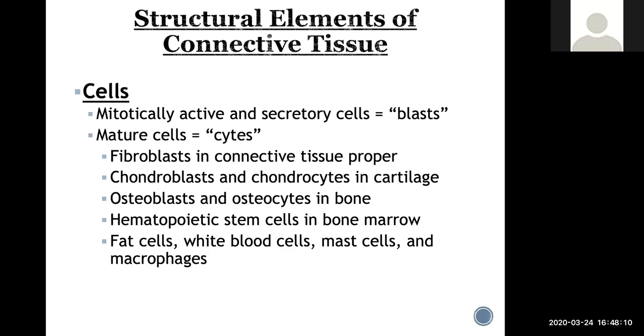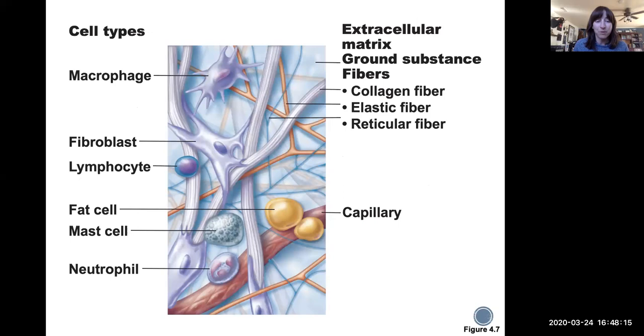Go into the different types, I'm hoping. Oh, nope. Here's another gorgeous cartoon. In case you hadn't gotten the picture, actually, this is kind of cool. So we've got a very generalized connective tissue. This is not any particular type, I don't think. This is just a generic connective tissue so that you can see different cell types in here.